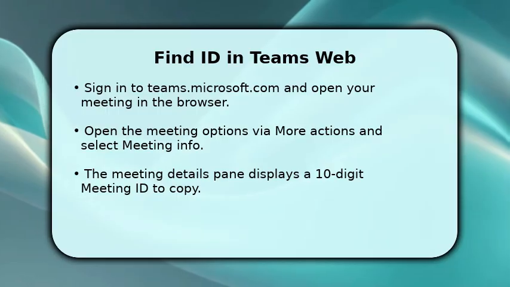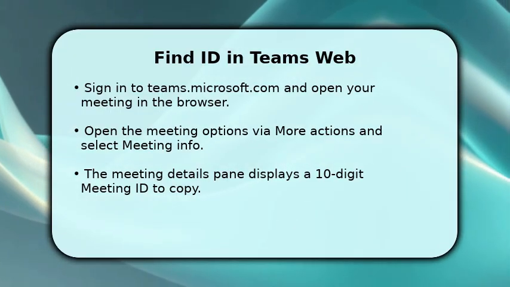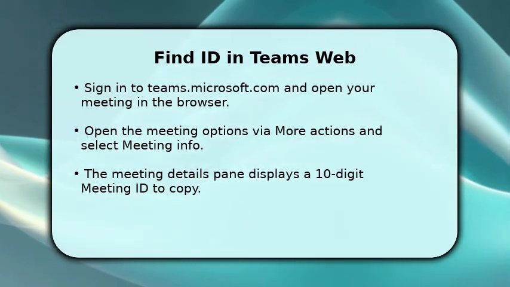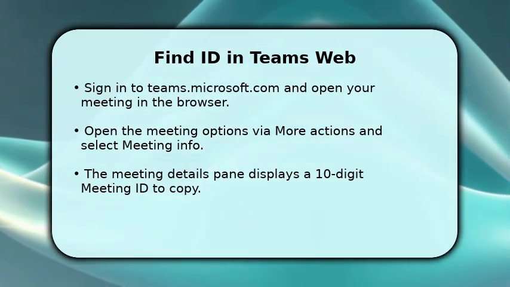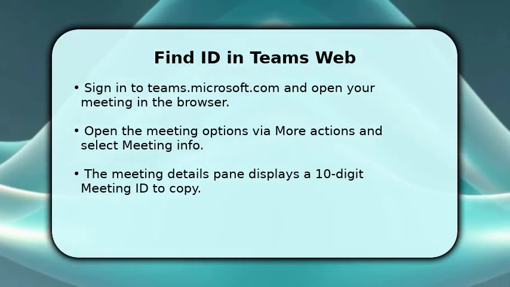Click the More Actions button represented by three dots to reveal options. Select Meeting Info to open the Meeting Details pane on the right side. The pane displays a meeting ID as a 10-digit number with a copy icon. Copy that meeting ID and share it as needed.